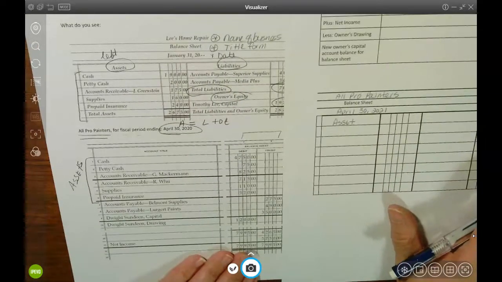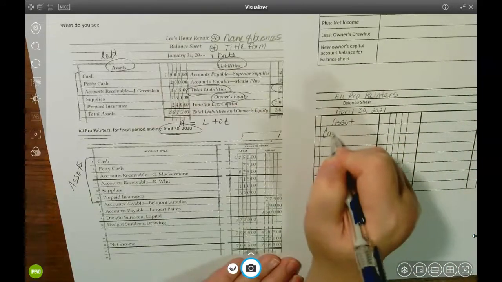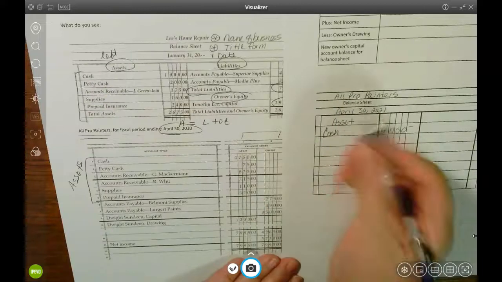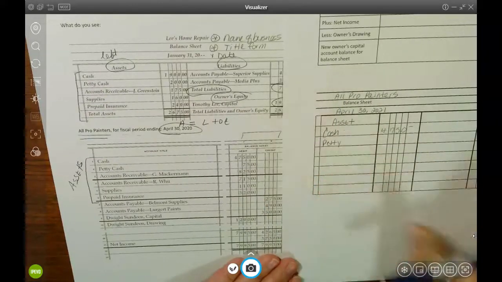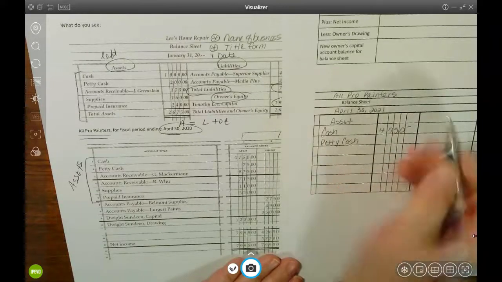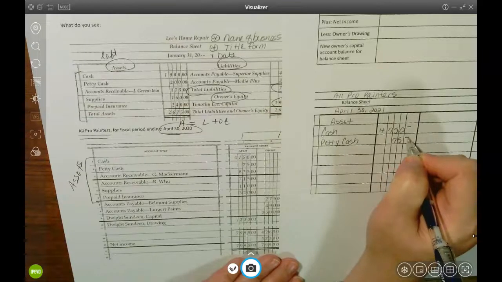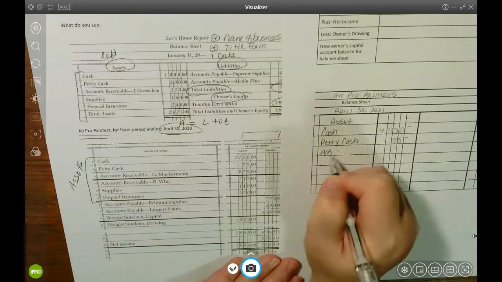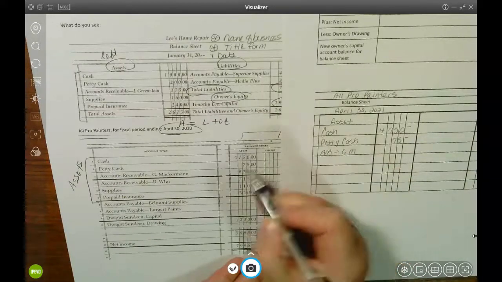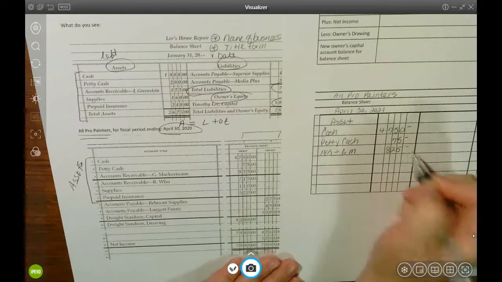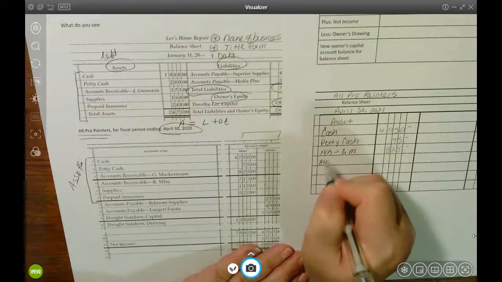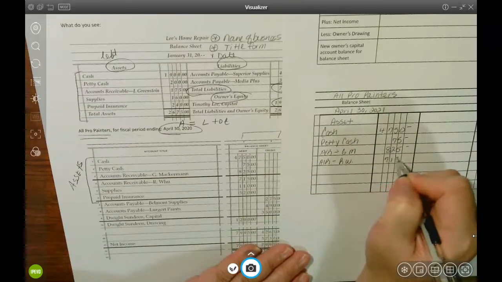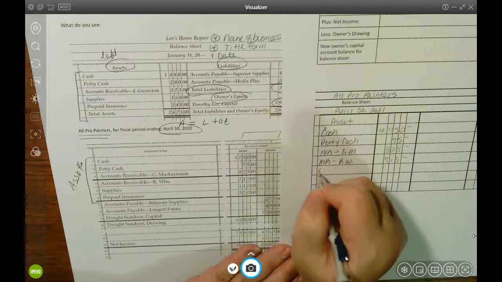So your assets, I'm trying to get this. We have cash first for $4,750. We then have our petty cash for $75. We have accounts receivable G. Mackerman. There's not enough room, so we're going to abbreviate AR-GM. And he owes us $825 because it's a receivable. Then we have accounts receivable for RW, $715. The next account is supplies.